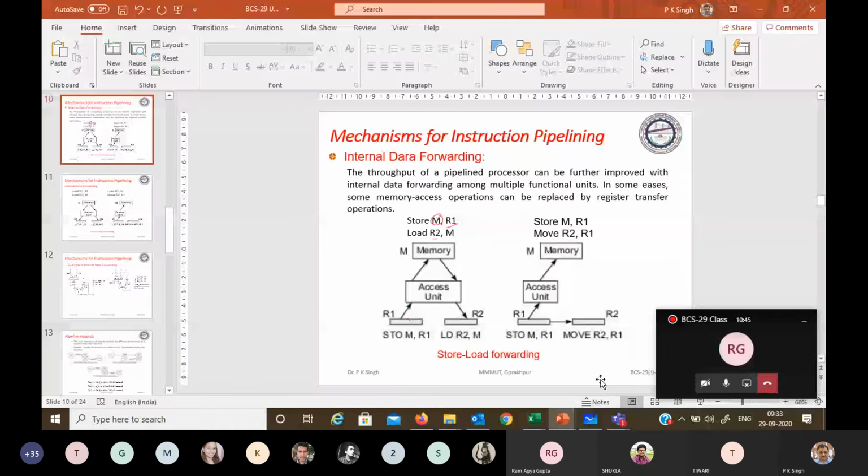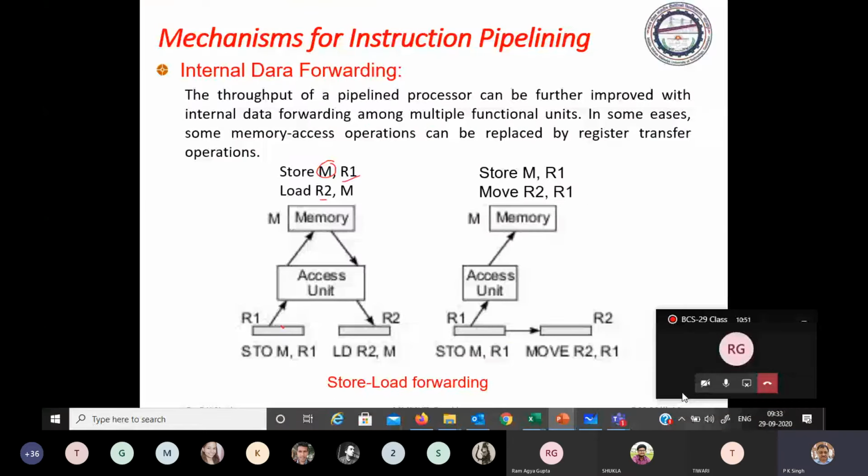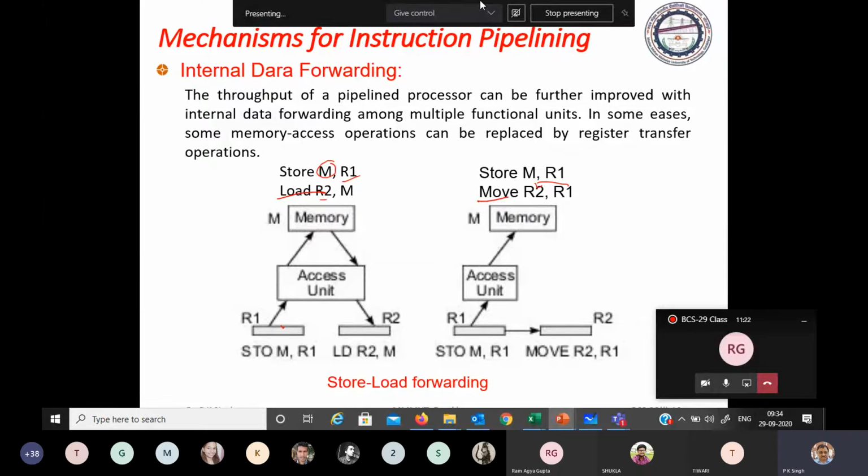See, come back. So here we are replacing this load instruction by a move instruction. What will it do? The information is loaded in memory, but in the next instruction cycle, it is transferred from register R1 to R2, and we can save the time. This is internal data forwarding, meaning within the processor we are forwarding the required information, that is, the partially computed result.